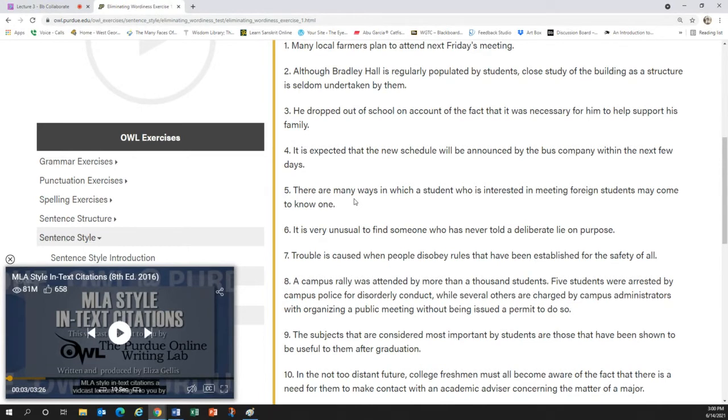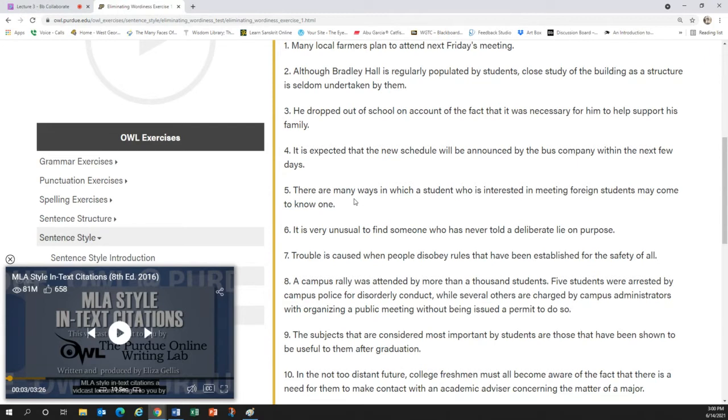Number 5, there are many ways in which a student who is interested in meeting foreign students may come to know one. There are many ways in which a student can meet foreign students, right? I think the interest is implied. Like, why would you go out of your way to meet foreign students if you weren't interested in it, right? But we'll see what they say. Number 6, it is very unusual to find someone who has never told a deliberate lie on purpose. Right? Okay, this one is a repetition problem or a redundancy problem.